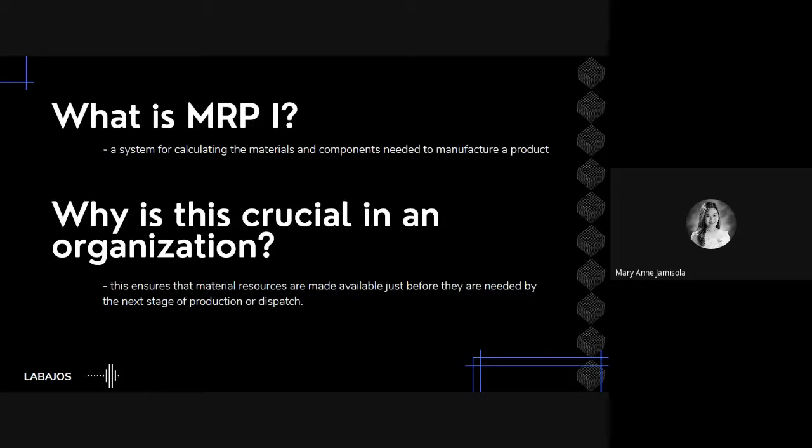The core data requirements for operating an MRP system are your master production schedule, bill of material file, inventory file, routings file, and master parts file. So again, why is MRP1 crucial in an organization? MRP1 actually ensures that the material resources are made available just before they are needed by the next stage of the production or dispatch, as I have mentioned a while ago.